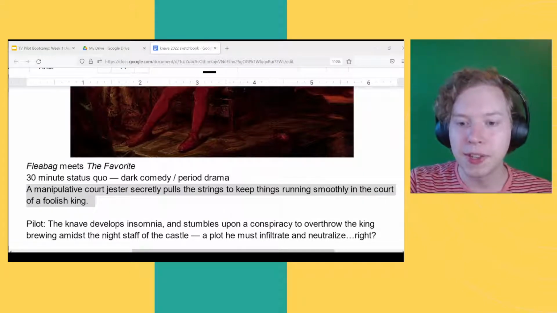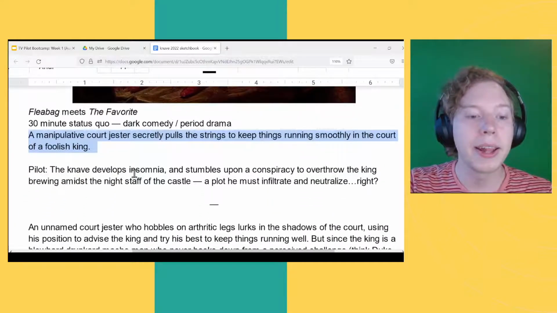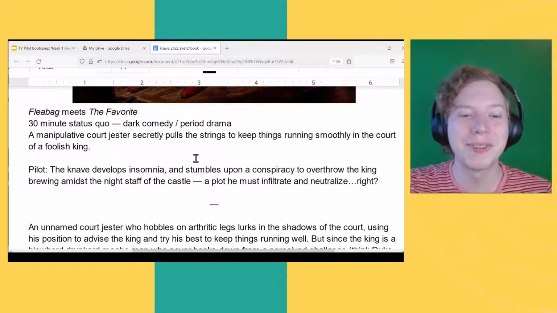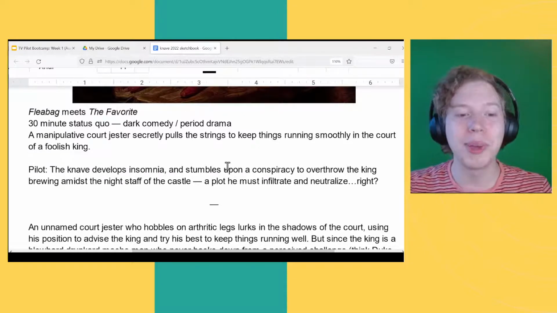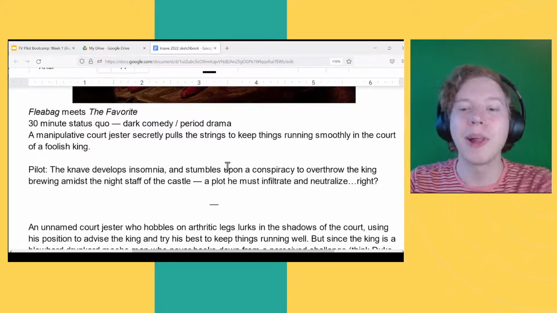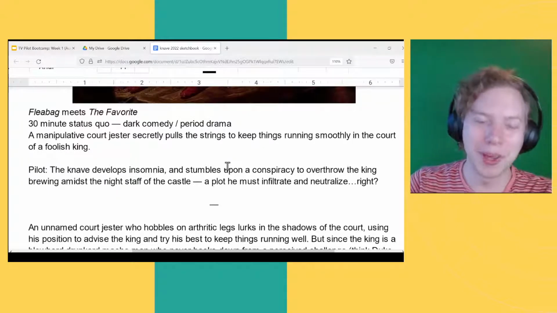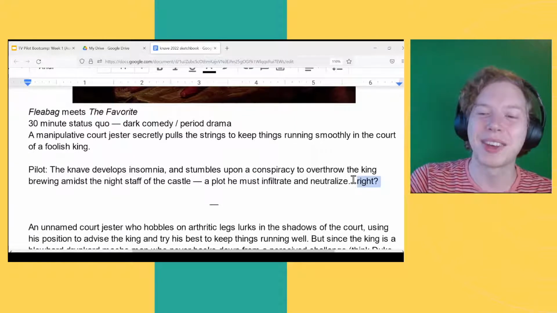So let's look at the pilot logline. Remember, we have 2 different loglines with TV. Pilot: The Knave develops insomnia, not amnesia. The Knave develops insomnia and stumbles upon a conspiracy to overthrow the king brewing amidst the night staff of the castle. A plot he must infiltrate and neutralize. And I'm being a little coy with the ending of that one. I wouldn't actually recommend doing that, so I'm probably going to take that off.